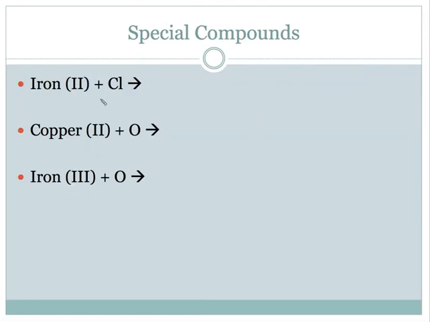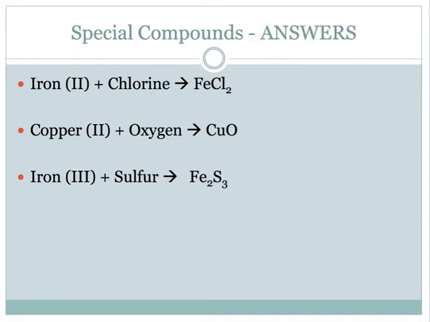I would like you to try these on your own. I'll do the first one with you. So I have iron. This is Roman numeral 2. So I know I have Fe positive 2. I have Cl minus 1. Do the same thing. Cross and drop. You're going to get FeCl2. Try those next two, and then we will move on. So pause the video, try those, and then we'll move on.